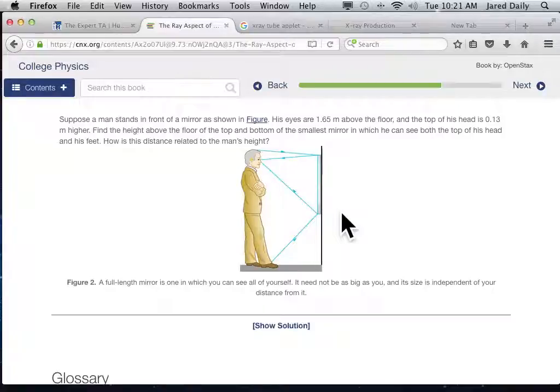So here's a quiz for the day. Get out a piece of paper. From this picture, can you determine how tall a full-length mirror has to be for a man who is 2 meters tall?